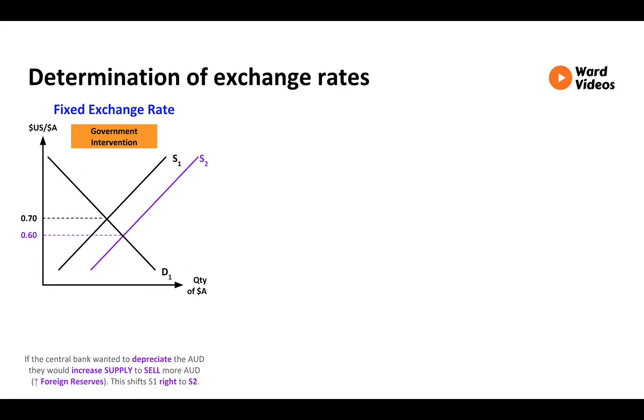While if the central bank wanted to depreciate the dollar, they would increase supply to sell more Australian dollars, and they would increase their foreign exchange reserves. So the supply curve would shift right from S1 to S2 and depreciate from 0.7 to 0.6.